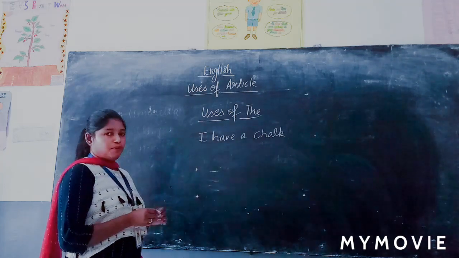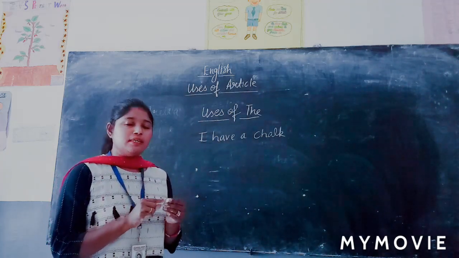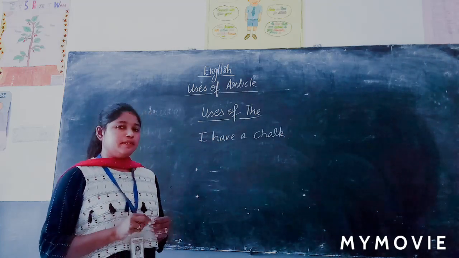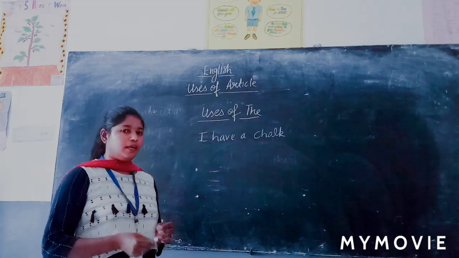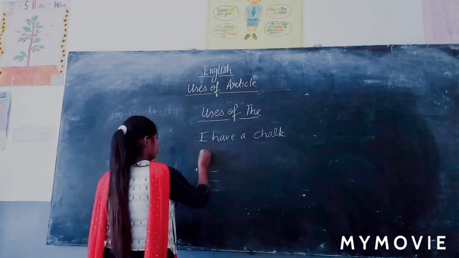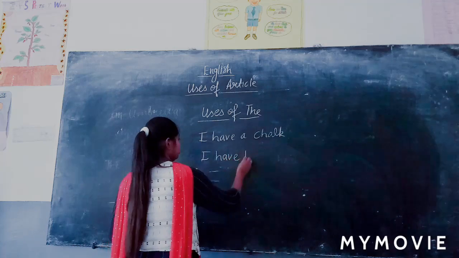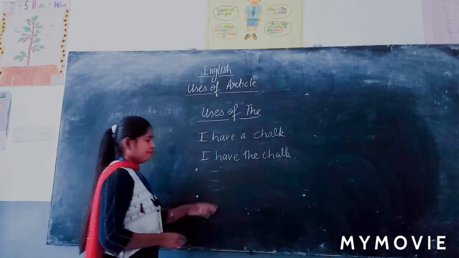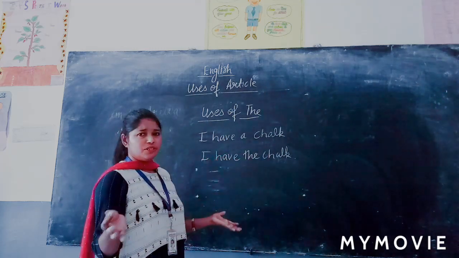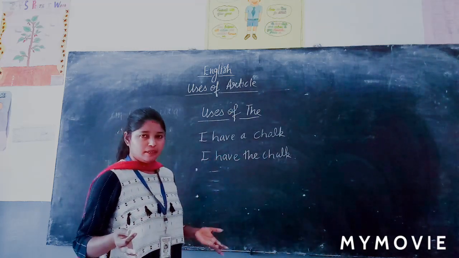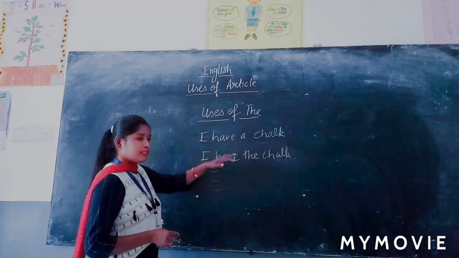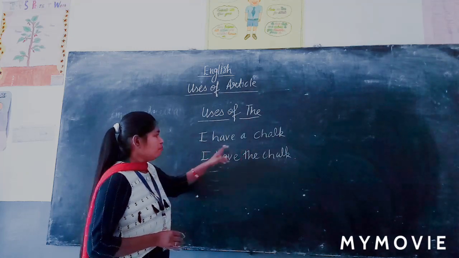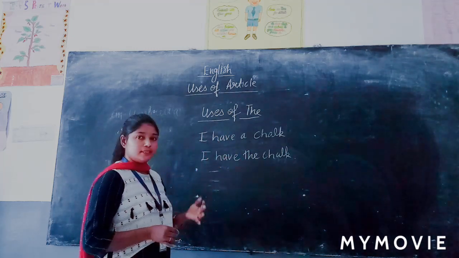Suppose this job is given to me by my sister. In that condition, this is a special job. So how will I write? I have the job. Here the job can be any job, there is nothing special. The meaning is the same, but the sense is different.